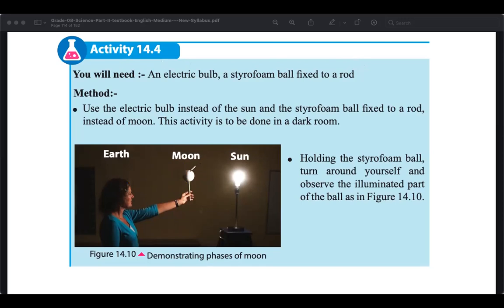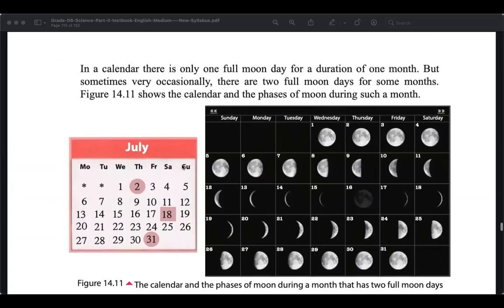But when you're rotating, one time you will see the full light side of the moon. But at other times you will get half light or quarter light sides. And this you can photograph. Okay, this you can photograph.